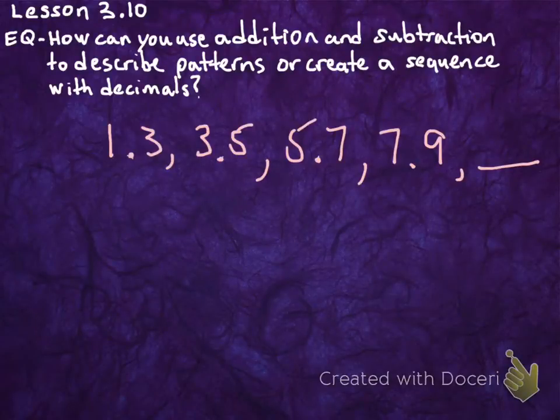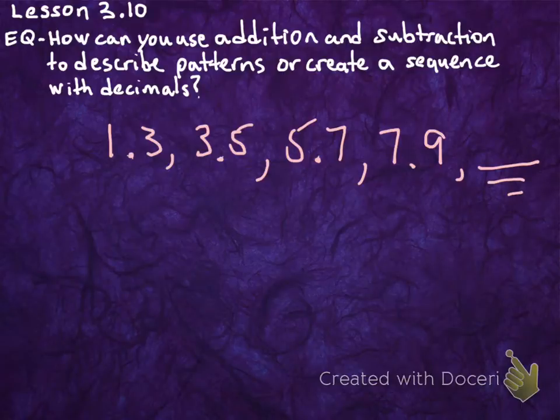Welcome. What I'm going to show you here in lesson 3.10 is how you can use addition and subtraction to describe patterns or to create a sequence with decimals. What we have here is a sequence of numbers, and what we need to do is determine the rule for this sequence, for this pattern, and figure out what this missing term is right here.